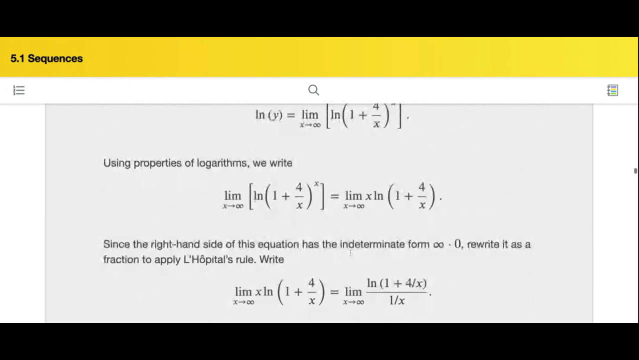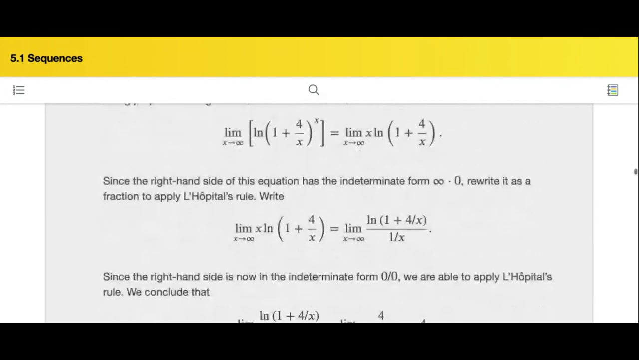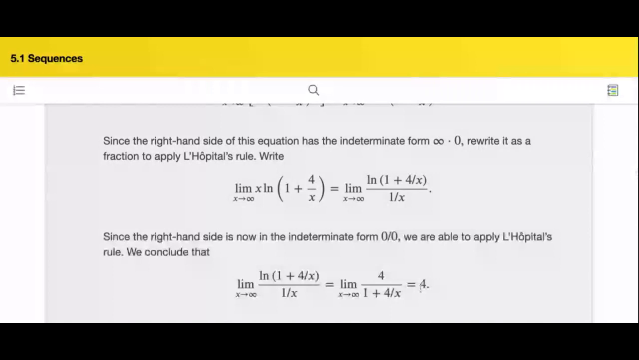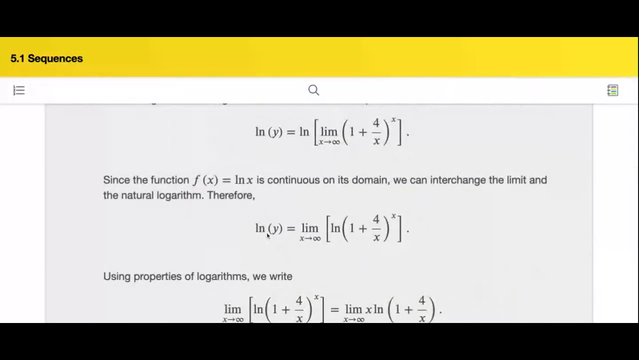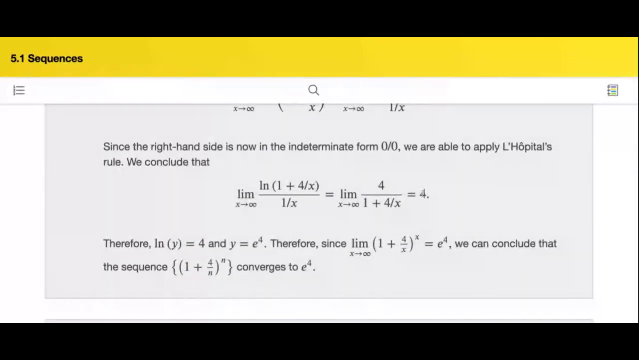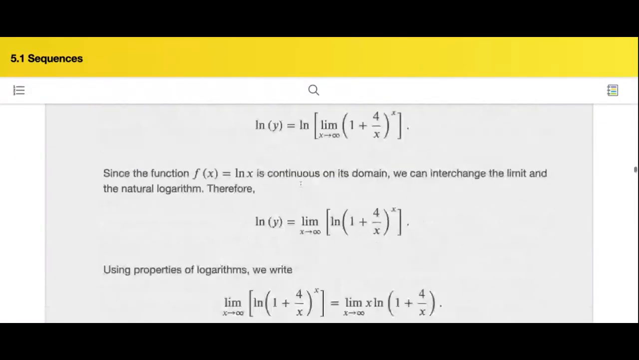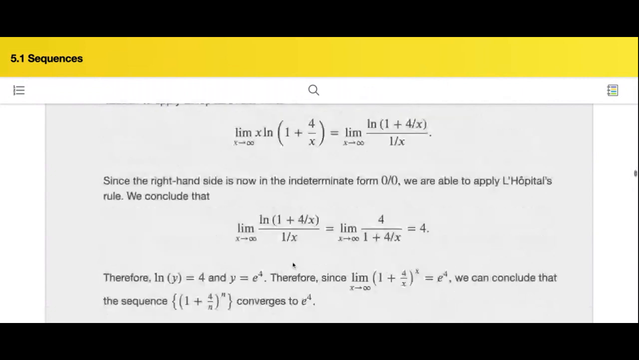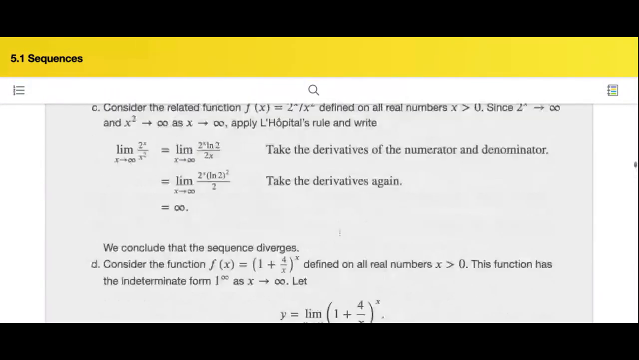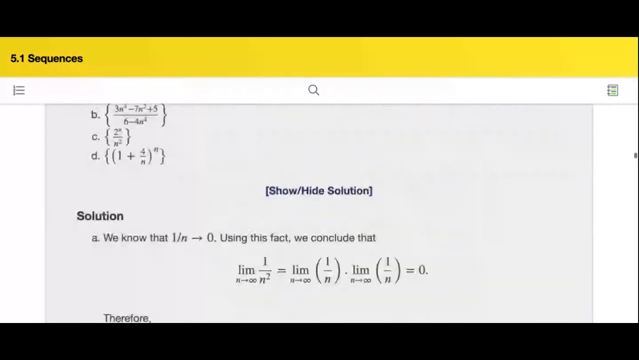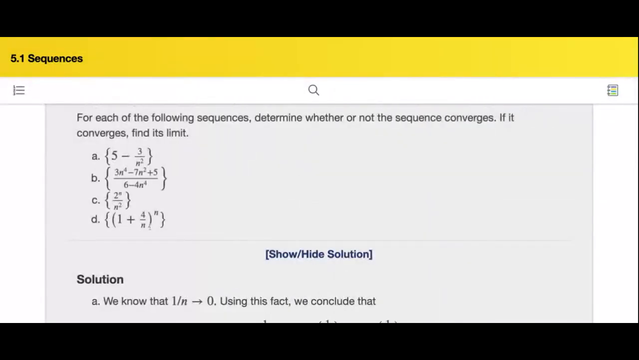Then we use L'Hopital's rule, and we get ln y equals 4. So ln y equals 4. Then that means y equals e raised by 4, because ln is base e. So y equals e raised by 4. So that means D converges. D is exactly the definition of the limit; when we take the limit, that's e raised by 4.